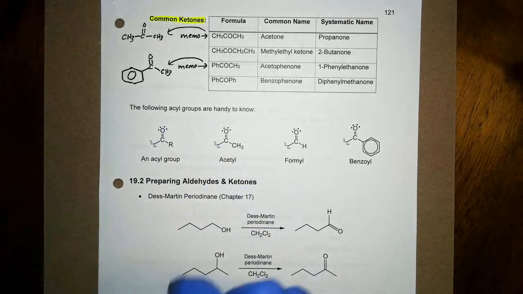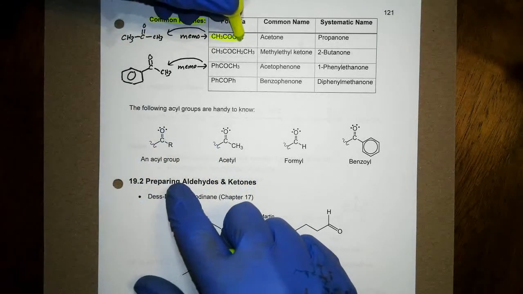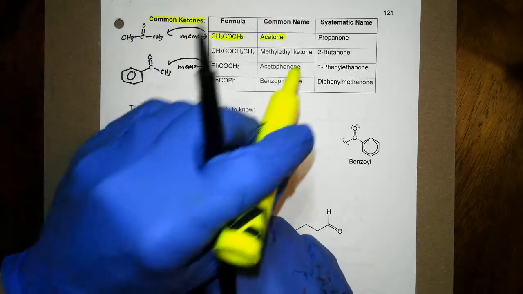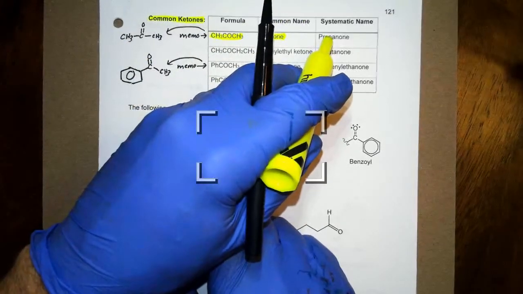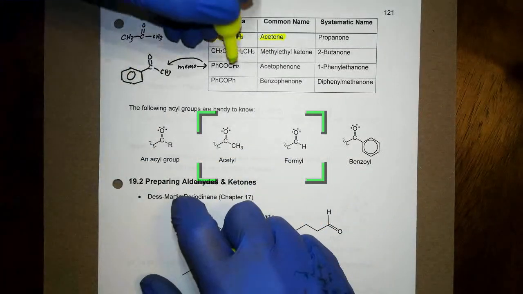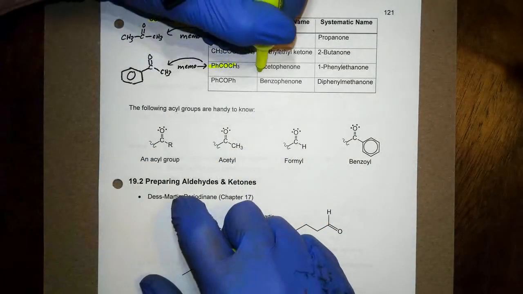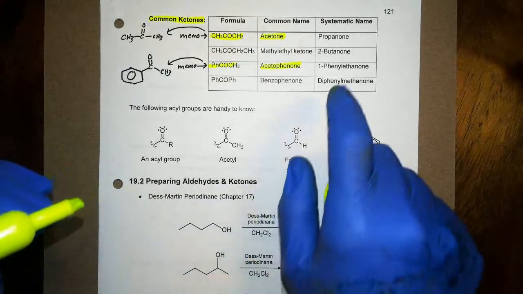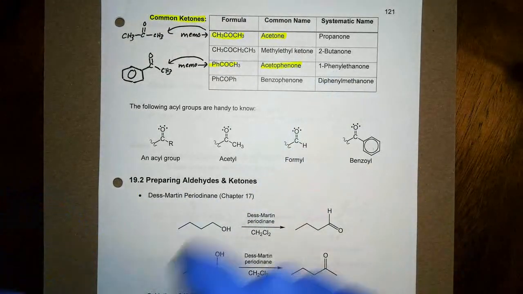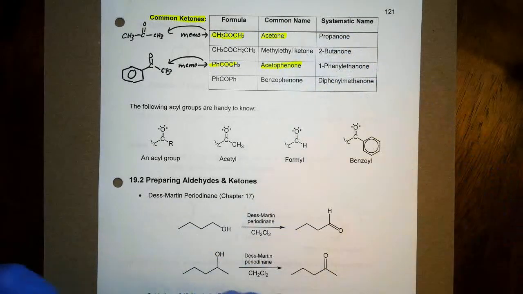What I mean by that, I want you to know their formula. I want you to know their common name. And you don't have to worry too much about the systematic name, but you could do that anyway. So on and so forth. Here we have the formula and the common name. Pretty rare that we call this 1-phenylethanone, okay? But that would be its systematic name. See if you can make sense of these systematic names.